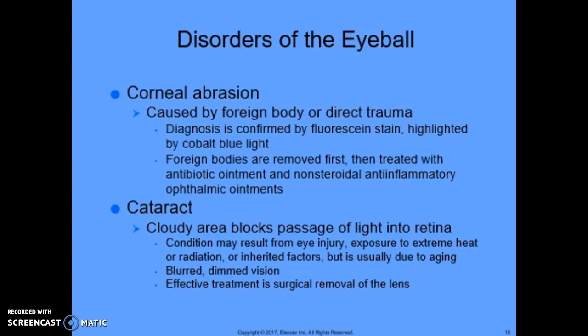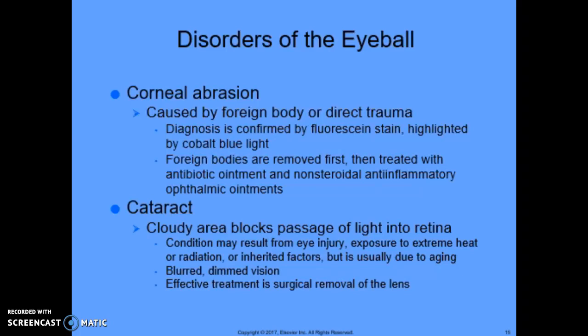Cataract. A cataract is a cloudy area and it blocks the passage of light into the retina. Conditions may result from eye injury, exposure to extreme heat or radiation, or inherited factors, but is usually due to aging. With cataract, we see blurred and diminished vision, and an effective treatment is surgical removal of the lens.